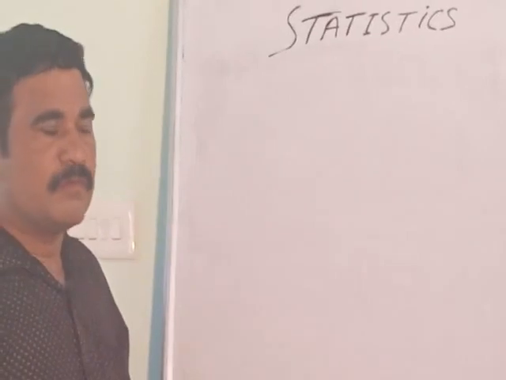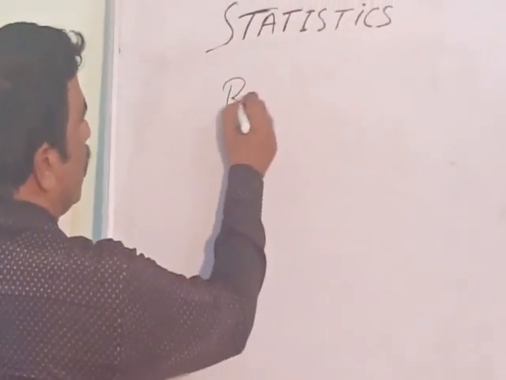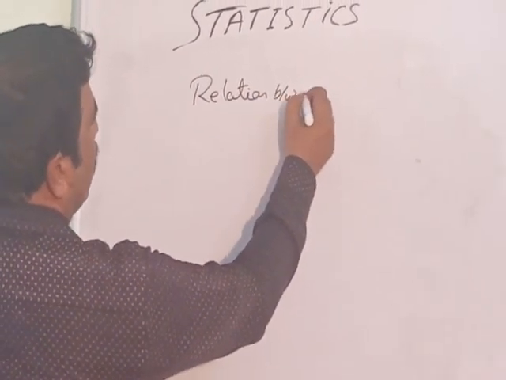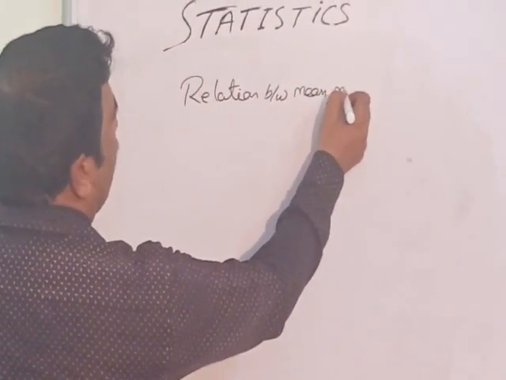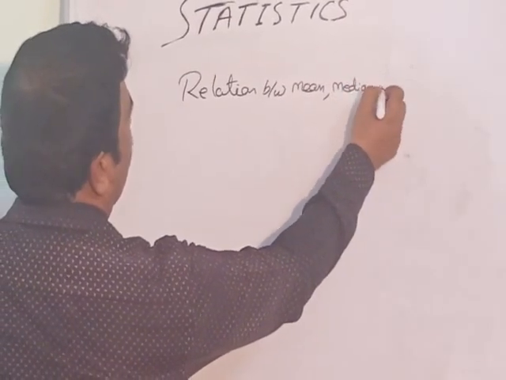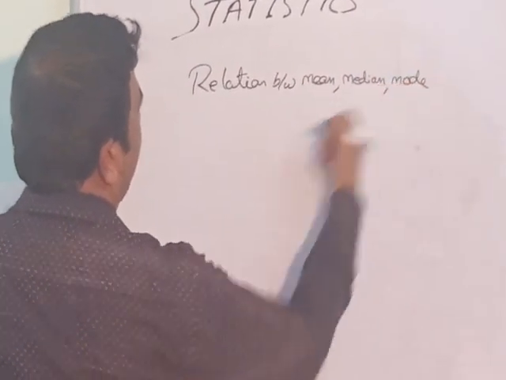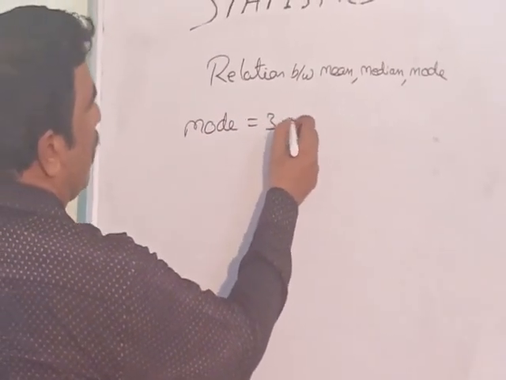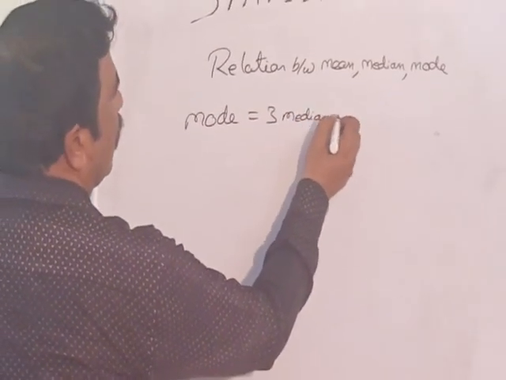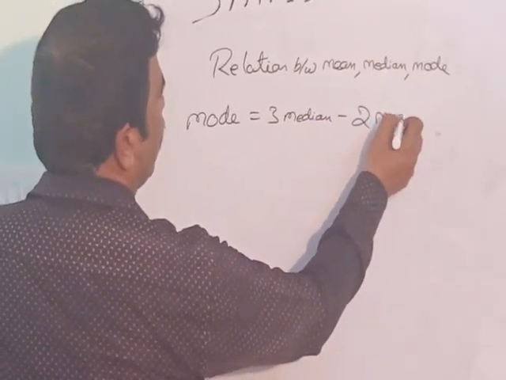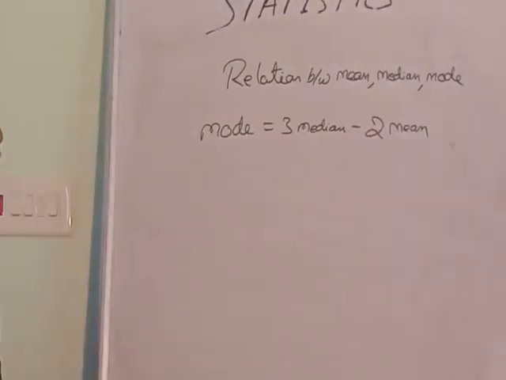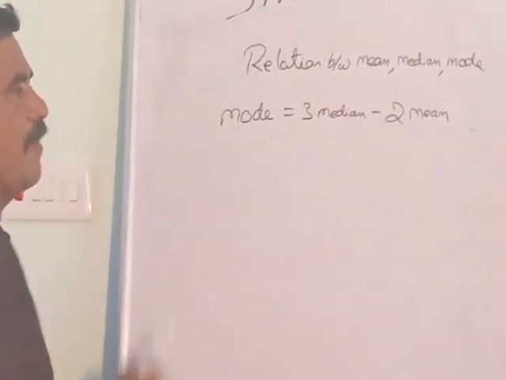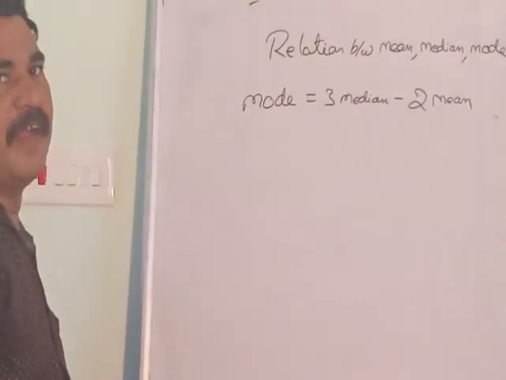Now the relation between mean, median, mode: mode is equal to 3 median minus 2 mean. Using this formula, we can find any one which is missing. If two are given, from this the third we can find.